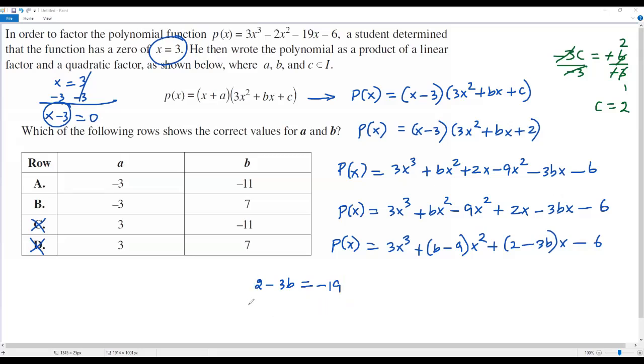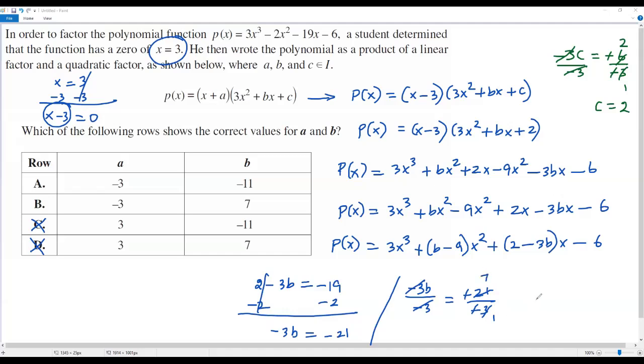Now we have to solve for b in this equation. For that, I subtract 2 from both sides. So positive 2 and negative 2 will cancel out. I get negative 3b equals negative 21. Now in this equation, I'm going to divide both sides by negative 3. So negative 3b over negative 3 equals negative 21 over negative 3. The negative 3 will cancel out, and the negatives cancel. 3 goes into 3 one time, and 3 goes into 21 seven times. So I get b is equal to 7.